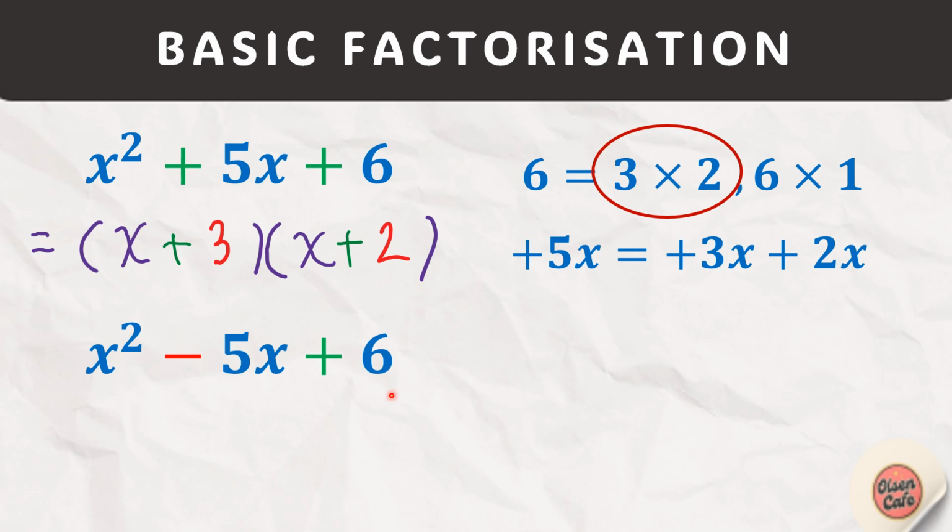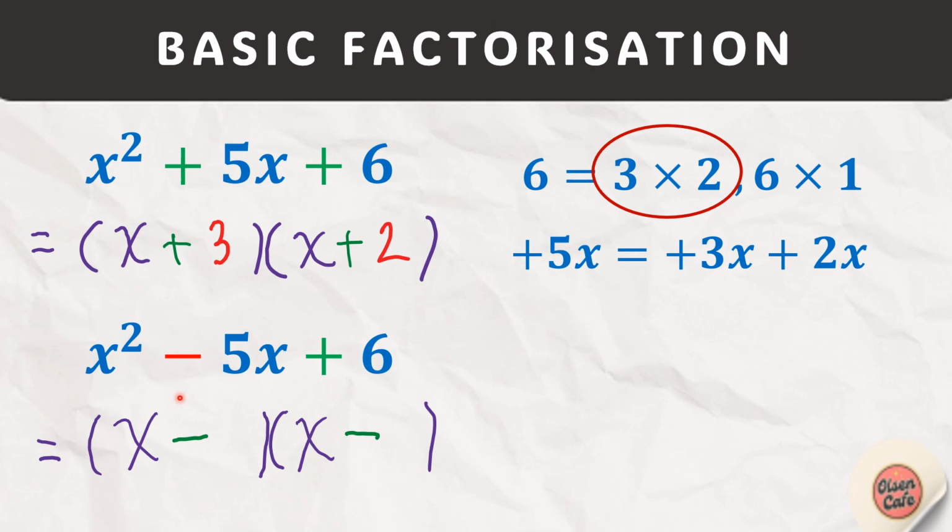Now, let's take a look at the other example. You notice that it's very similar. The sign for the constant term here is a plus, but in this case, the sign for the coefficient of x is a minus, it's negative. So what does that mean? Again, when the sign for the constant term is a plus, it simply tells me that both signs in the brackets must be the same. So when the sign of the coefficient of x is negative, this is a clue to tell me that the signs inside the brackets of the two factors have to be negative as well.